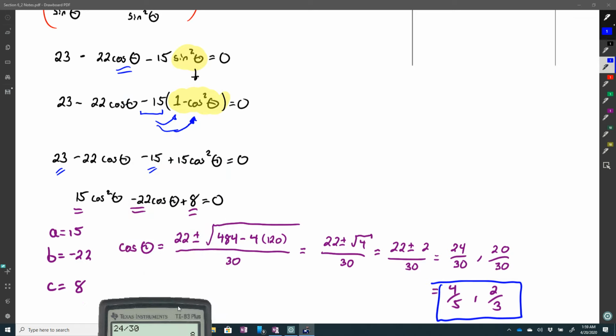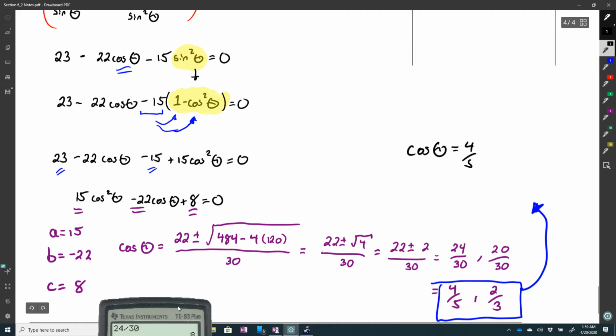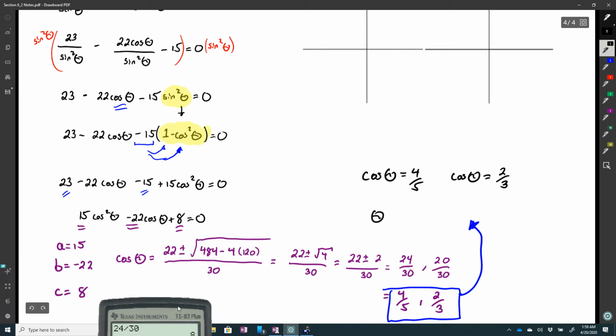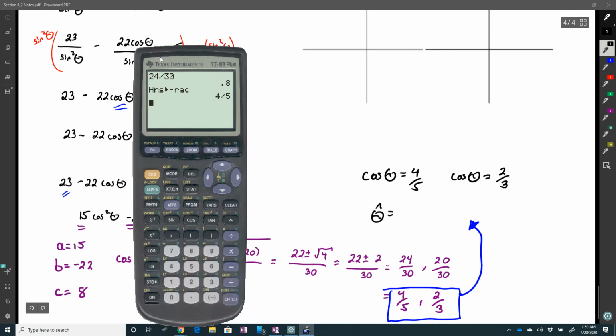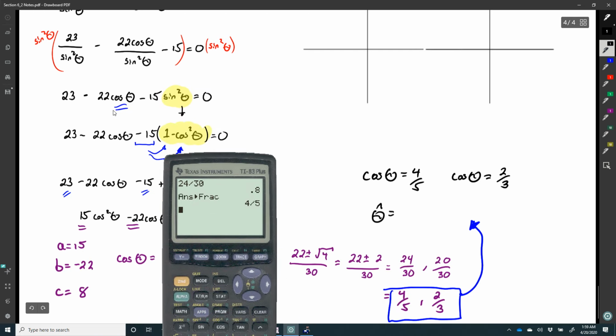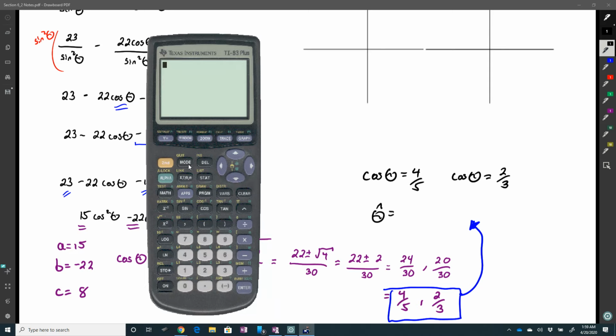And notice that these aren't special angles. What this means is that cosine theta is equal to 4/5, or cosine theta is equal to 2/3. Now the only way to solve this is with the inverse button. We're in degrees, so I'm going to put my calculator in degrees and do the inverse cosine of 4/5, because these are weird angles. 36.87 degrees.